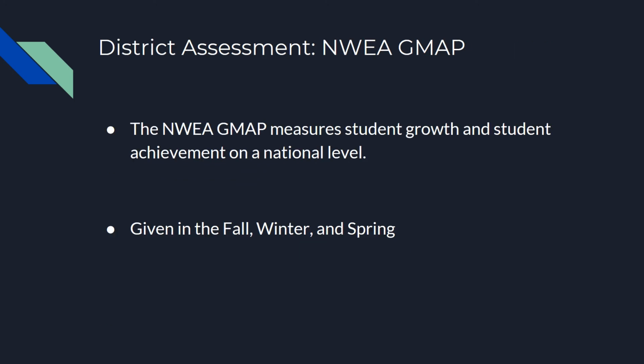Our fourth grade students will take a district assessment known as the Gmap Assessment. This Gmap assessment will be given 3 times a year, and it measures students' growth and student achievement on a national level. Students will take this at the beginning, middle, and end of the school year. And ultimately, we hope that students will show significant growth from the beginning to end of the year.